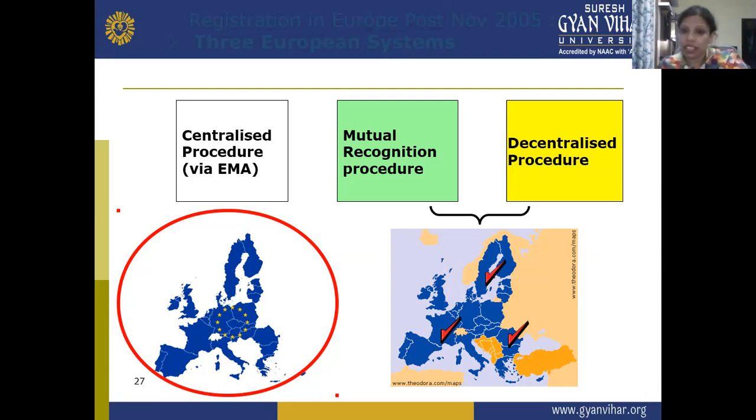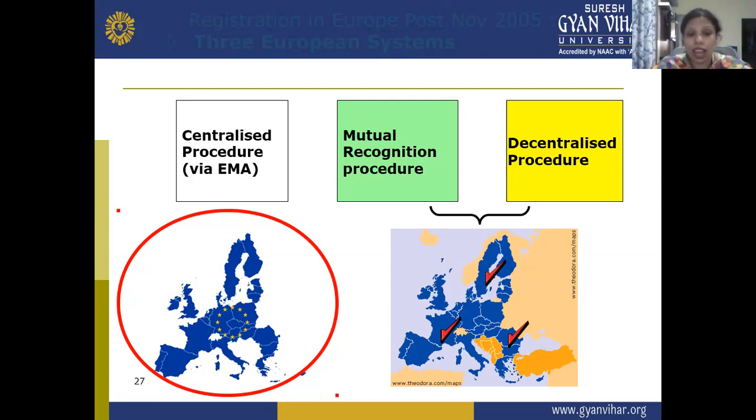Okay, now the decentralized procedure. The decentralized procedure involves some conventional formulations for which the centralized procedure is not essential, that is optional. In this, you have to again file the registration form along with the application and the supporting documents. You can file for approval in either one state, two states, or three states at the same time. You can file it for multiple states.